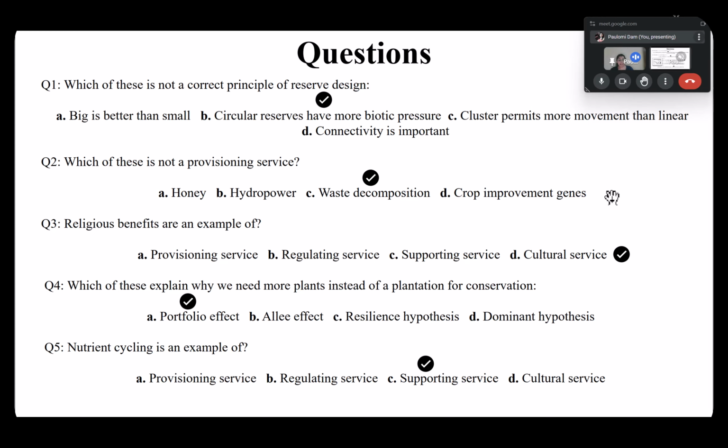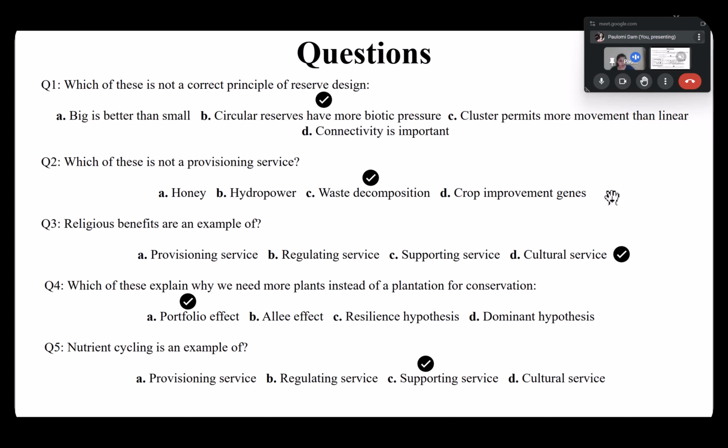Which of these explains why we need more plants instead of a plantation for conservation? It is the portfolio effect. And this is an important principle for conservation, where you don't want only one kind of plant in your conservation reserve. That's because of two reasons. One is the redundancy hypothesis. The redundancy hypothesis says that if you have more kinds of plants, it leads to more stability of the ecosystem. Isn't that true? If you have different kinds of plants that support different kinds of organisms, then you have more stability in the ecosystem. So that's one of the hypotheses for why you need more plants.